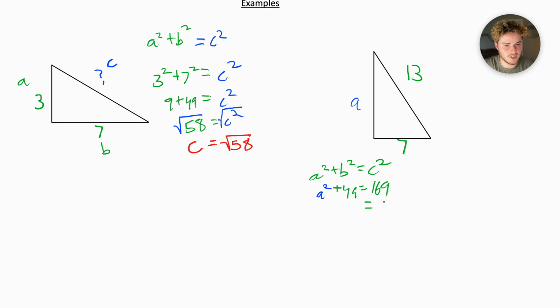So now what we can do is subtract 49 from both sides here. 169 minus 49 is 120. So we brought that out of this side, brought it over to here. And now we know that a squared is equal to 120. We don't want a squared, we want a, because we're talking about side lengths here. So we can take the square root of both sides, and now we know that a is the square root of 120.